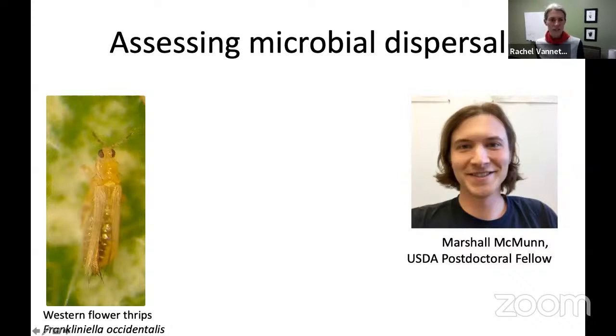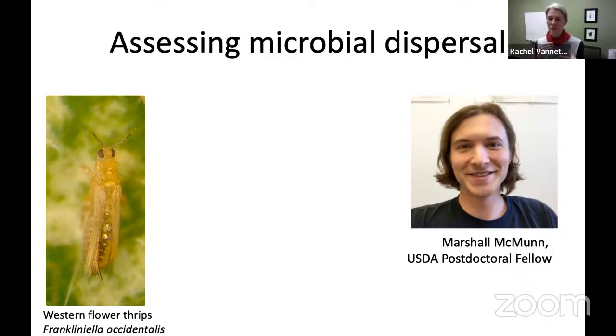So for our first experiment, examining variation in microbial dispersal, a postdoc in the lab, Marshall McMunn, developed a kind of fun assay focusing on the Western flower thrips. This is Frankliniella occidentalis, a very common flower inhabitant. If y'all have studied flowers, you've probably seen these, but you probably haven't quantified them. They are notoriously difficult to count, but they love living in flowers.